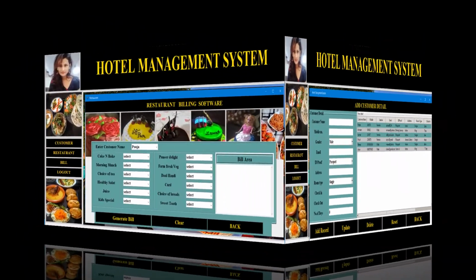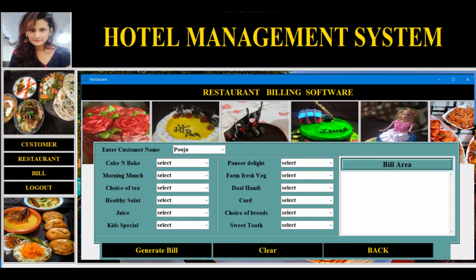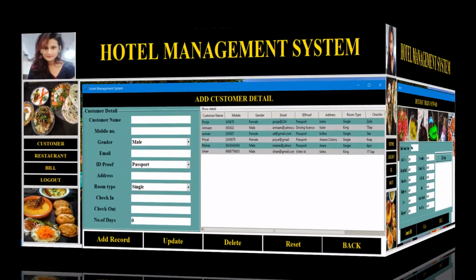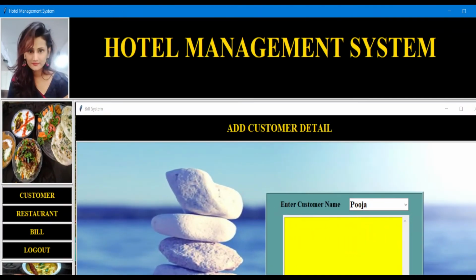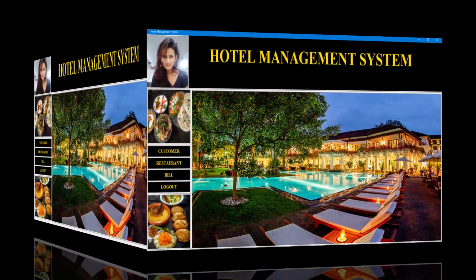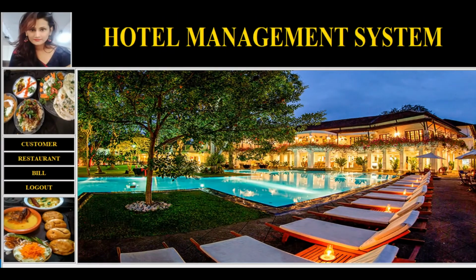Now, two windows means this application is not a single window. This application is actually four windows. That means four tkinter windows I have used here. And this is the first one, which is the interactive page.